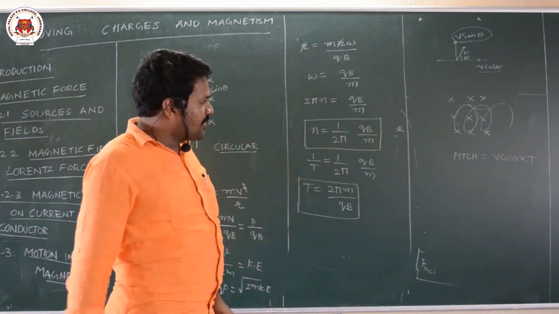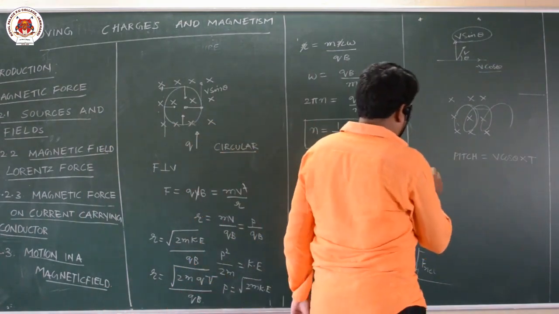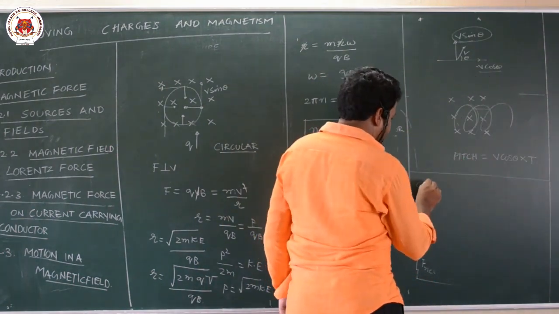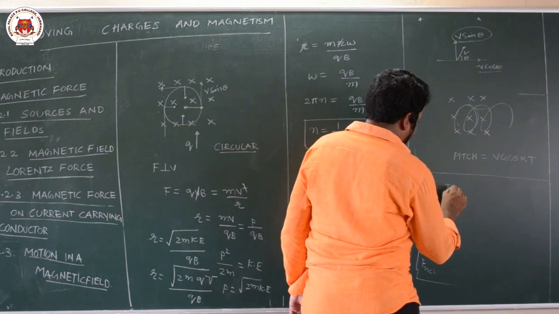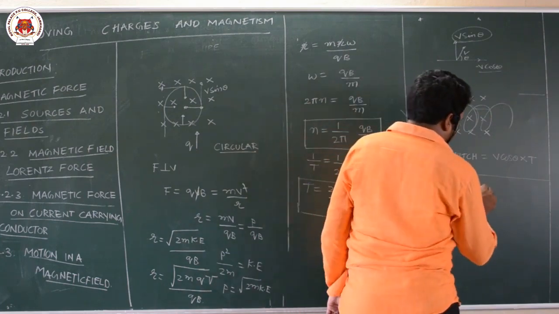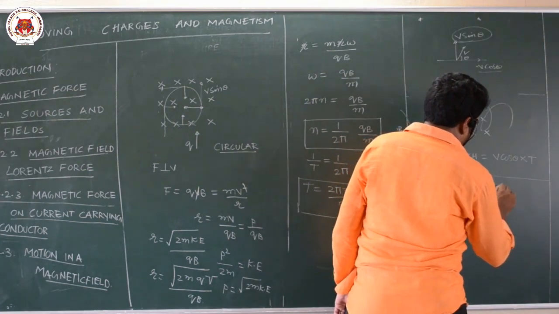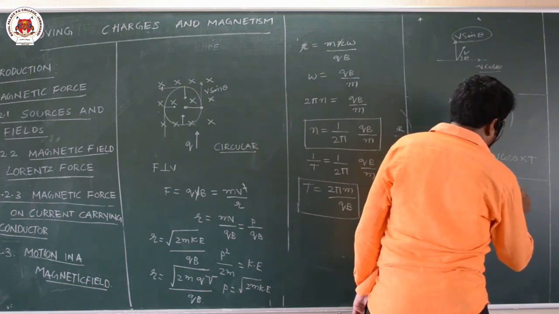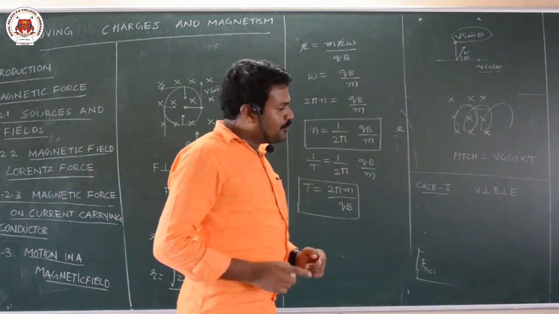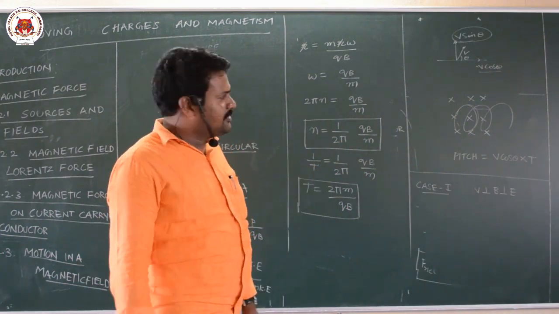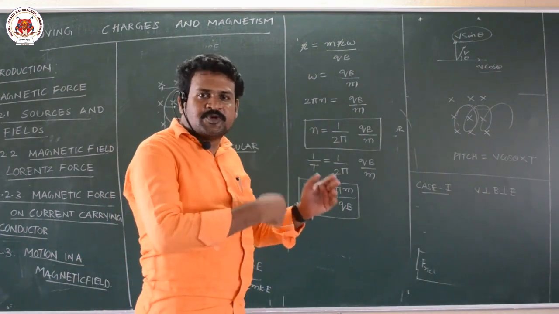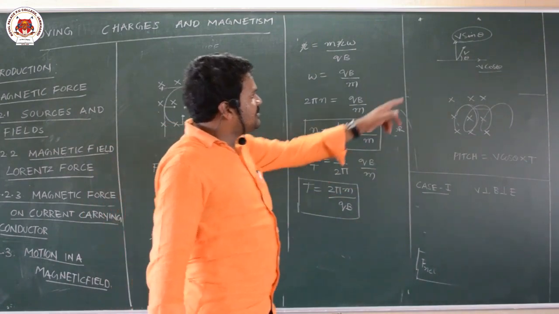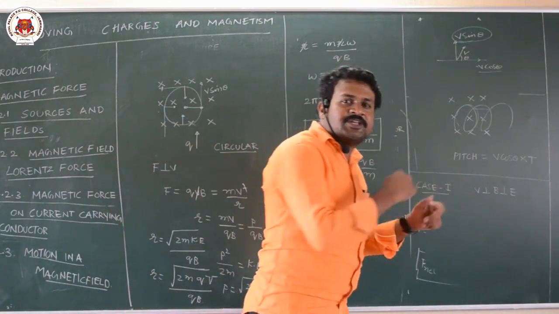And one more thing, we can go for velocity selection. Let us consider one case where V is perpendicular to B and perpendicular to E. I am applying both the electric field and the magnetic field. When I applied only the magnetic field, it moved in a circular path when projected at 90 degrees. When I project at a certain angle, it moves in a circular path and moves forward.